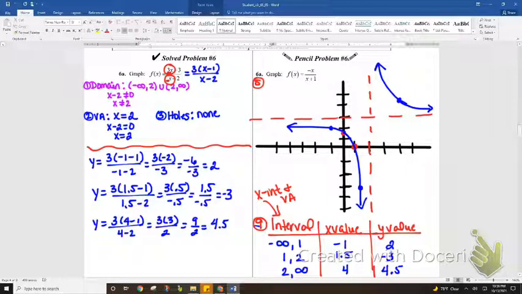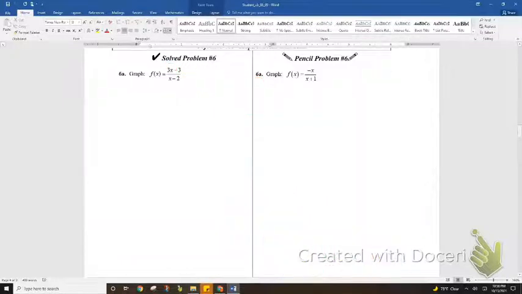Alright, so let's try it again on pencil problem 6a. This is going to take some practice. So if you need to, pause this. The first thing I want you to do is go through and find your domain, your vertical asymptote, and your holes. Look at the solved problem, go through it and see the steps so you can try to do it. And then check it.